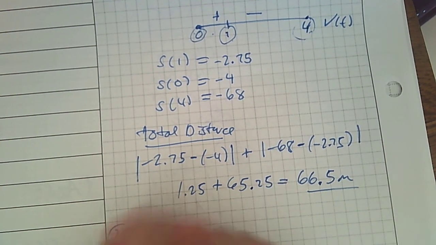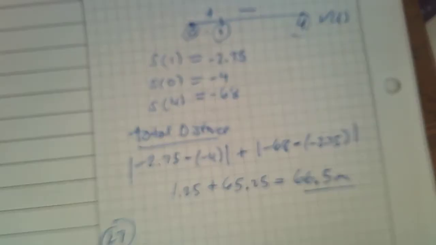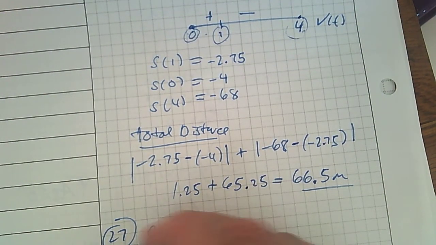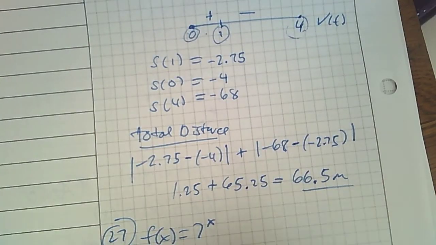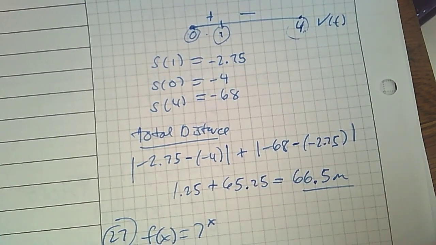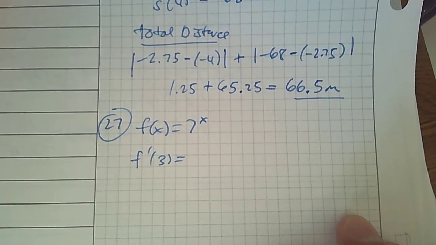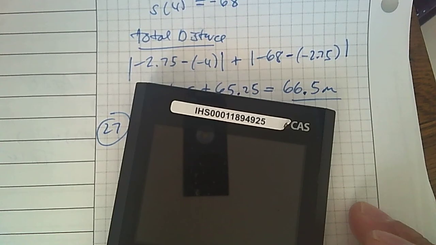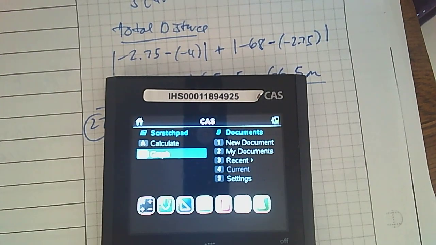All right, 27. 3 left. If f at x equals 7 to the x, use a calculator and find the derivative at 3. So let's turn on our calculators. We're going to calculate this.